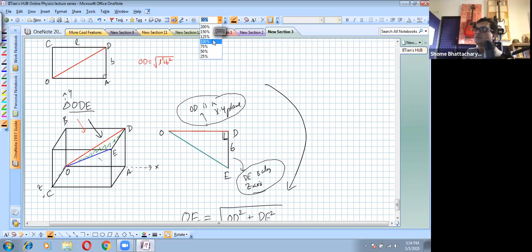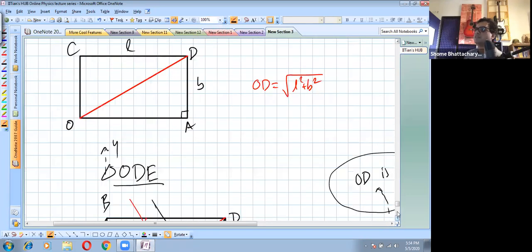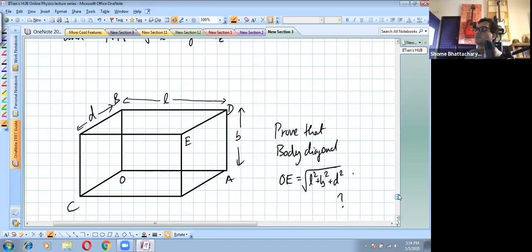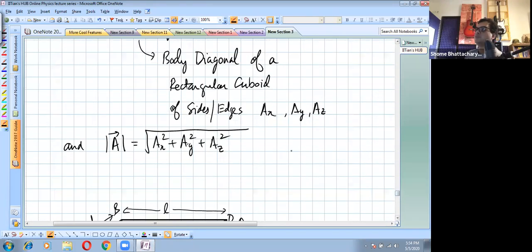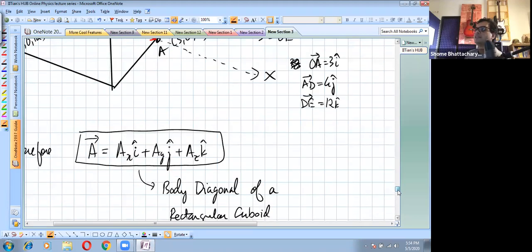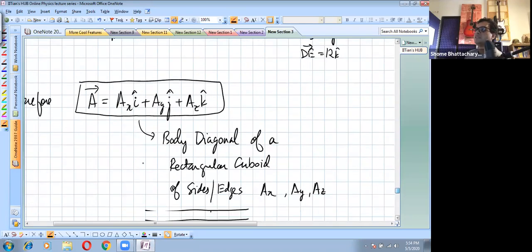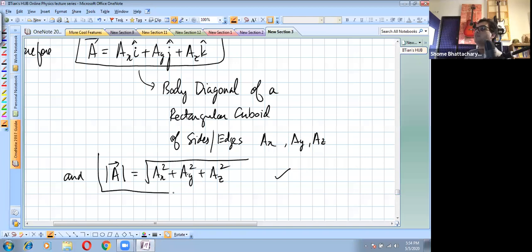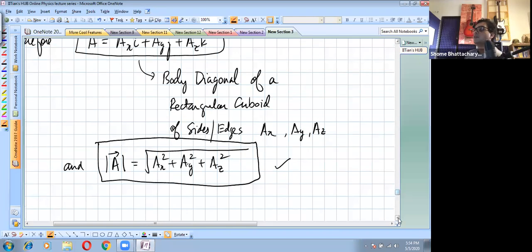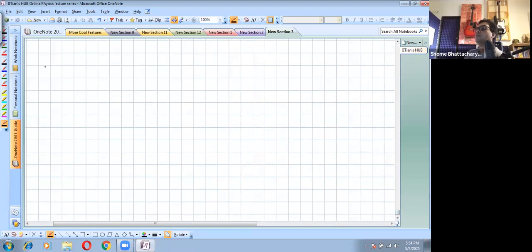So this is about the magnitude of a vector expressed in three dimensions. We have come back to this point where we understood that when we express a vector in three-dimensional component form, Ax i cap plus Ay j cap plus Az k cap, automatically the magnitude of that vector is given by this formula. Now the next part will be very simple: sum and difference.